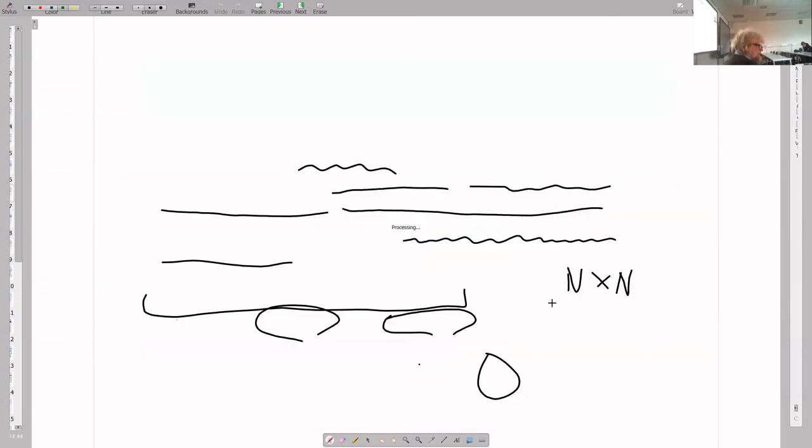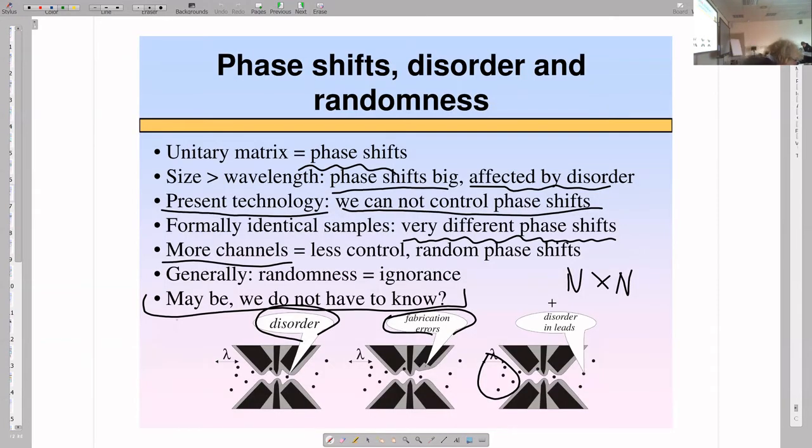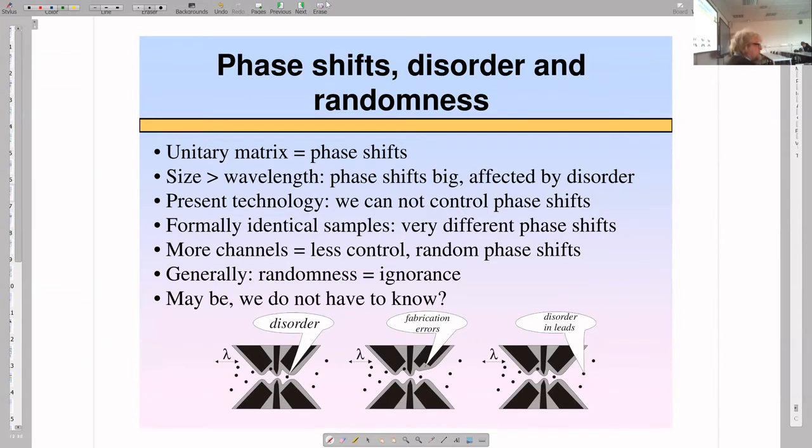Let me talk more about the importance of phase shifts, and simultaneously let me talk about disorder and randomness in nanostructures, which we can make now.